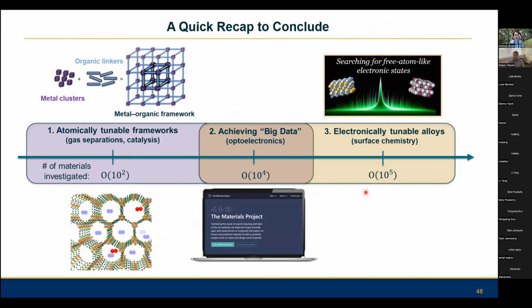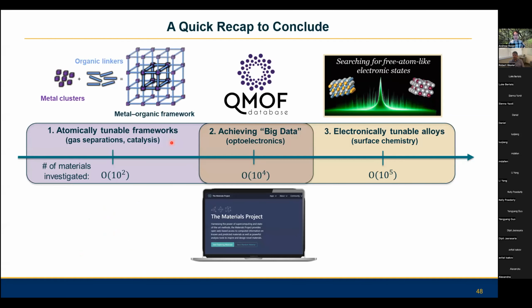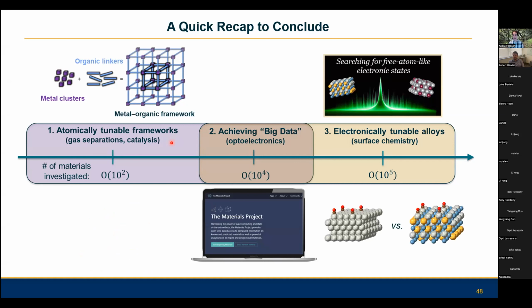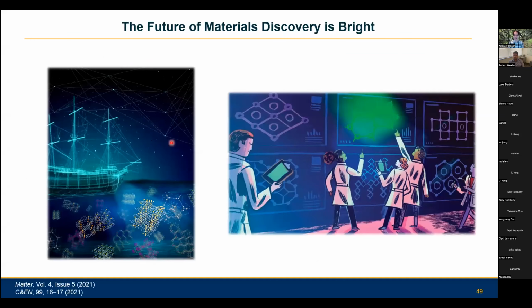So as a quick recap, I showed you how we can use high throughput computational methods to investigate and identify promising materials for gas separations as it relates to metal organic frameworks. We then scaled this up even more to construct the QMOF or QuantumMOF database, which is an open source database for electronic structure and geometric and chemical properties in general of metal organic frameworks and coordination polymers. And then switching gears, I discussed how we can use big data resources like the Materials Project, not just for MOFs, but for finding unusual electronic properties of inorganic solids, in this case, free atom-like electron states.